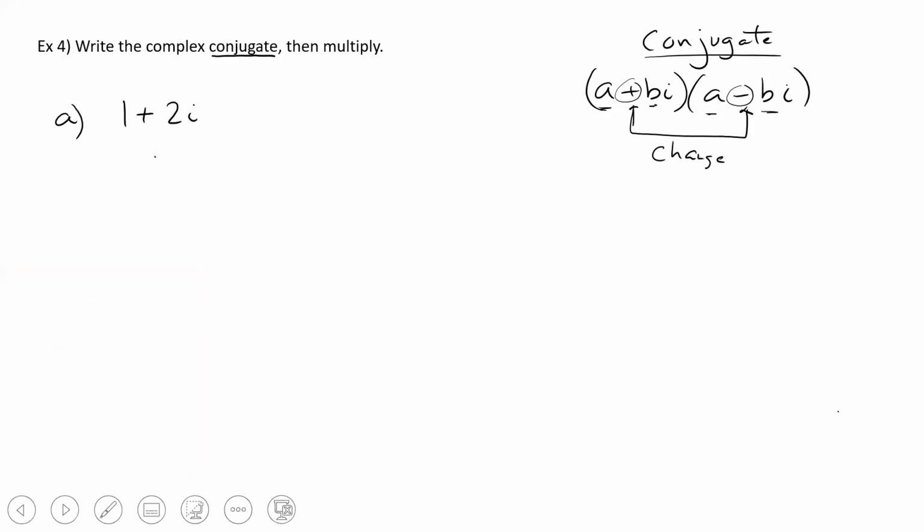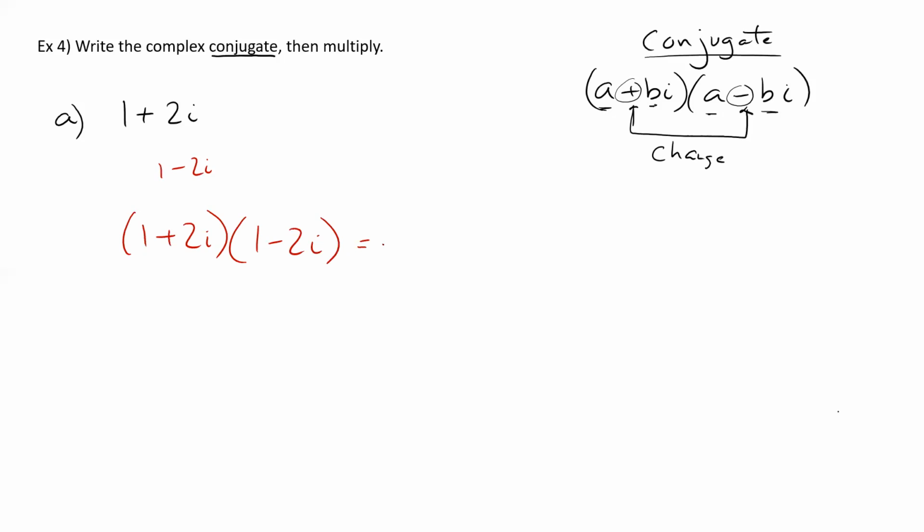So 1 plus 2i, the complex conjugate would be 1 minus 2i. That's it right there. But then let's take the time to multiply these guys out. So this times this is what I want. And something interesting is going to happen. Something just disappeared on us, and that's a cool thing. So FOIL method, here it is. 1 times 1 is 1. 1 times negative 2i is a negative 2i. 2i times 1 is a positive 2i. And 2i times a negative 2i is minus 4i squared. That's cool.